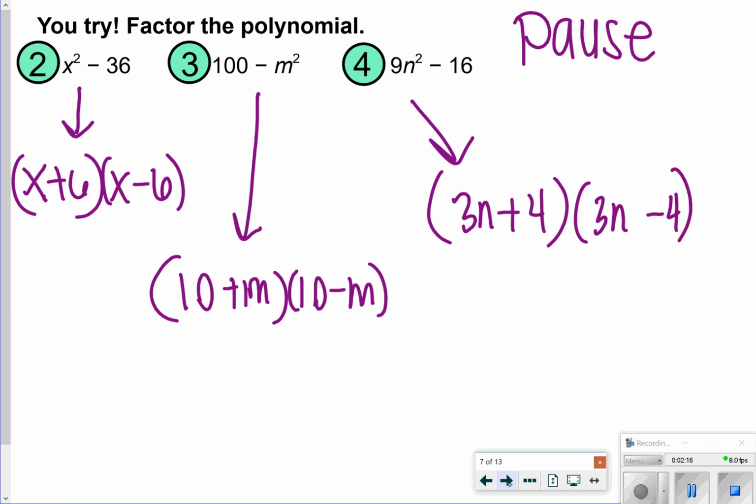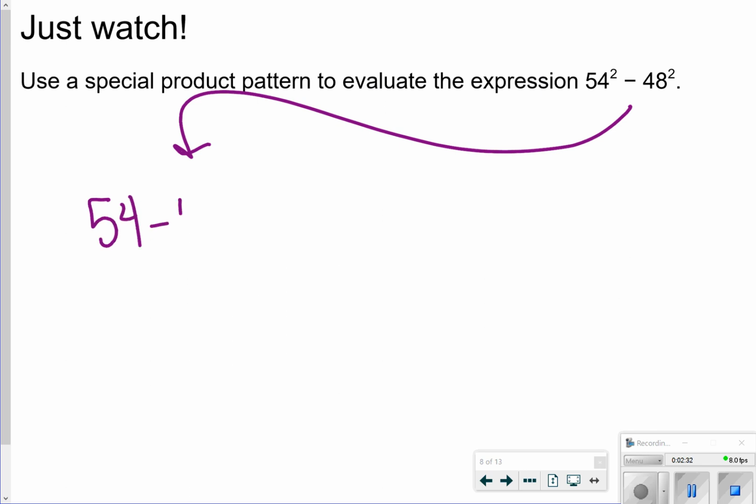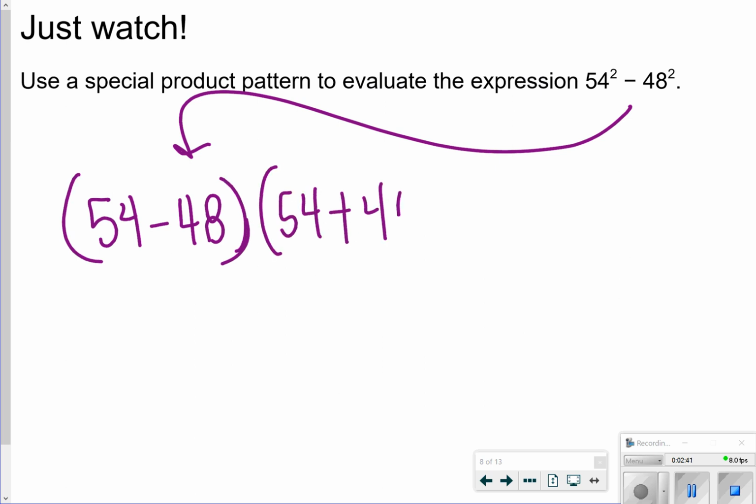Okay? The next thing we're going to talk about is whenever we have two numbers, you're still going to use that same rule of the perfect square. So if I have 54 squared minus 48 squared, that just means I'm going to do 54 minus 48, because that's the square root of 54 squared and 48 squared, and then 54 plus 48. And then it just becomes a matter of solving it like normal numbers.